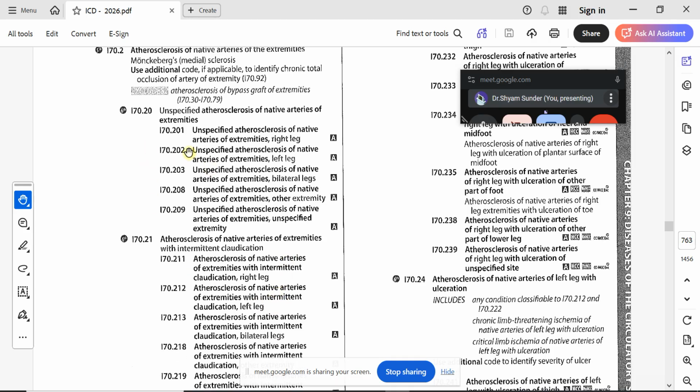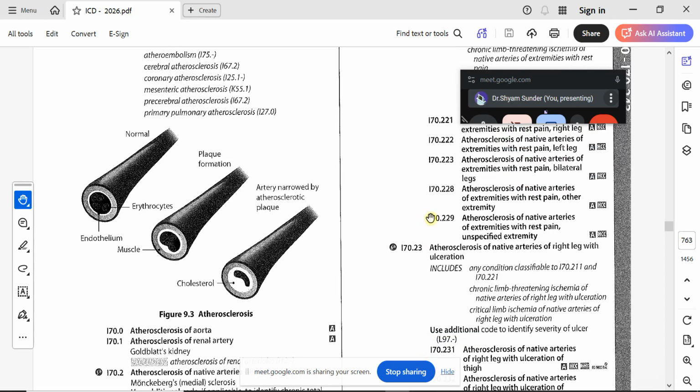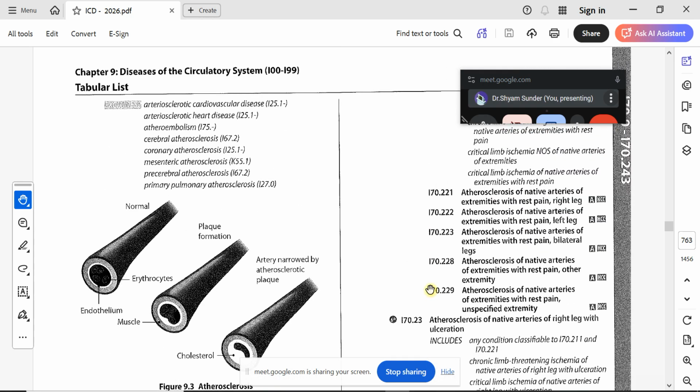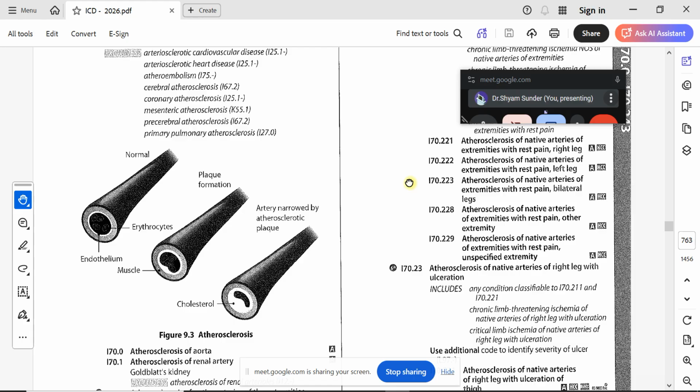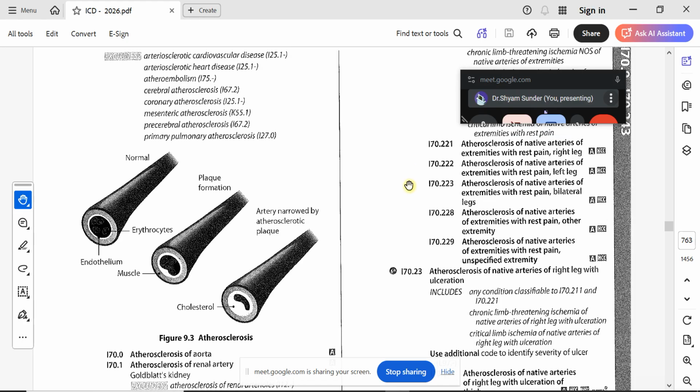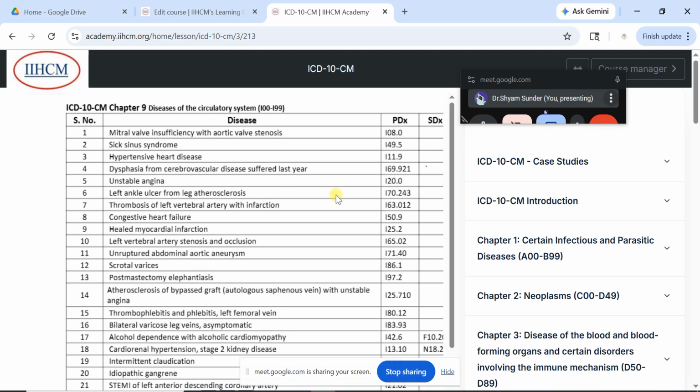This is not telling whether right, atherosclerosis of native arteries of extremities with intermittent claudication. So in this case, the patient doesn't have any manifestation, but here the patient has intermittent claudication. So claudication means, sir? Yes, the patient has pain. Intermittent claudication is pain. So ulcer, we are looking at ulcer, right?